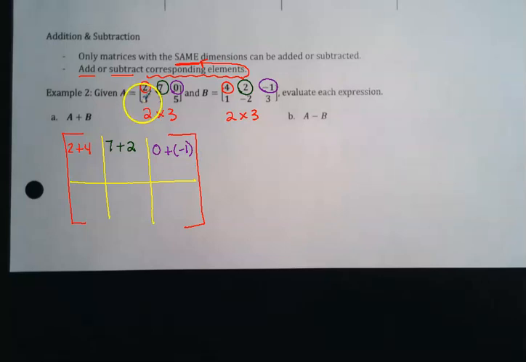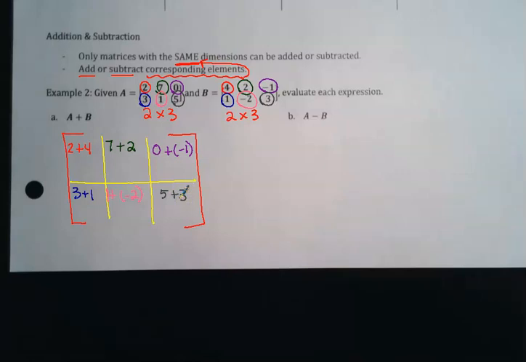Now we're moving to the second row. So the first number is 3 in both of them. So 3 plus 1. The next number is 1 and a negative 2. So 1 plus negative 2. And our last element is 5 and 3. So we're going to have 5 plus 3 here.